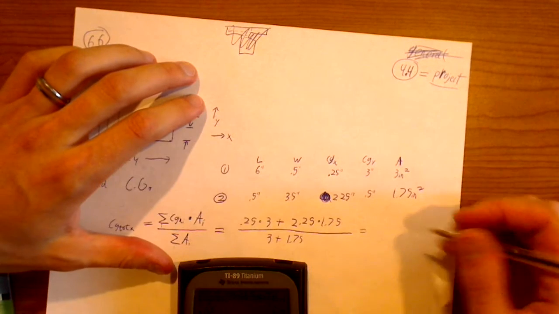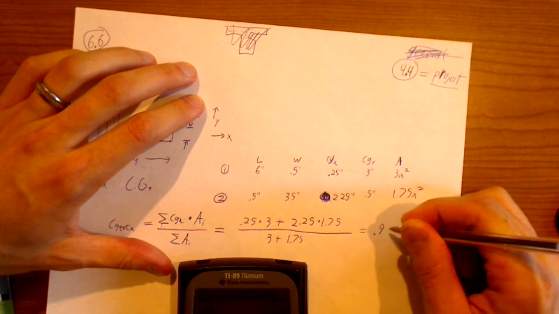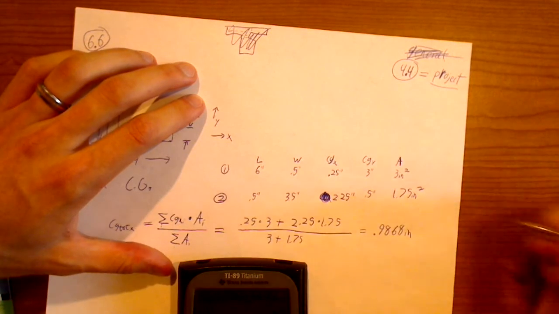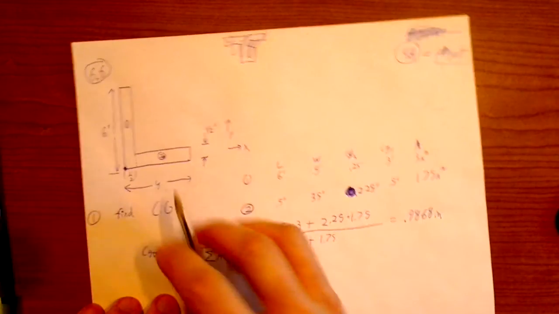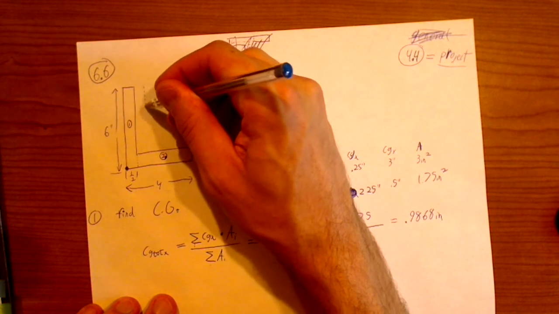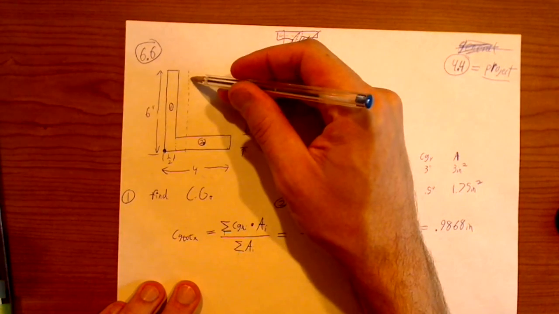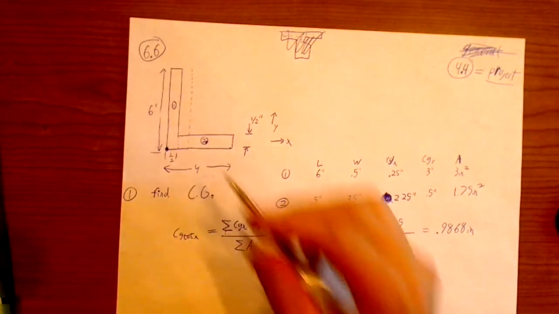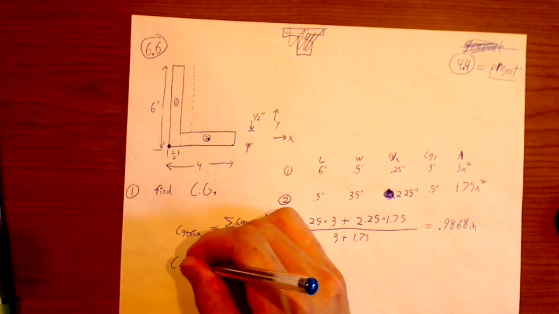Just short of an inch. So I get 0.9868 inches. So that means that the center of gravity in x direction is somewhere on this line right here, just shy of an inch away from the origin. So now I'm going to do the same thing for the y.